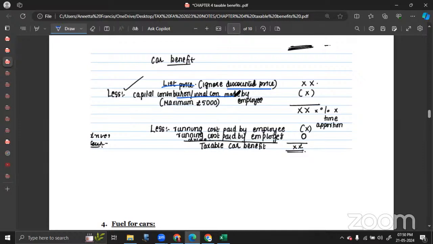Then from the net amount, you take the percentage. The percentage is based on CO2 emission into time apportionment. You have to deduct any running cost paid by the employee. Any running cost paid by the employer is indicated 0. If driver is provided, you will have to add that as well to get your taxable car benefit.